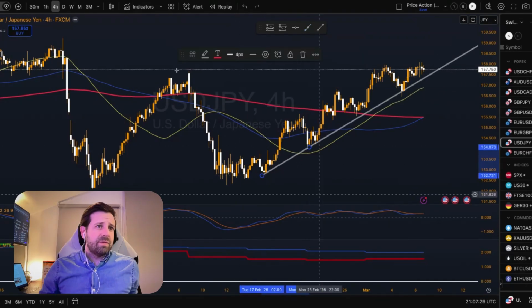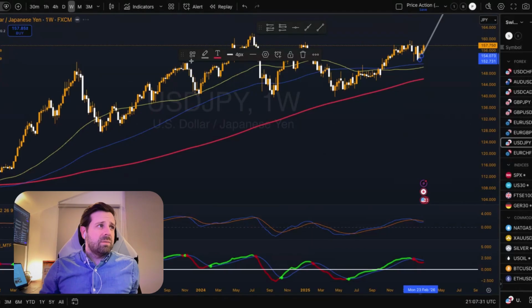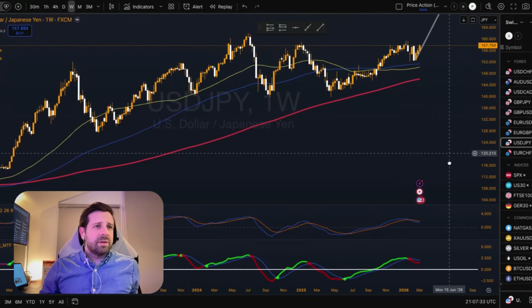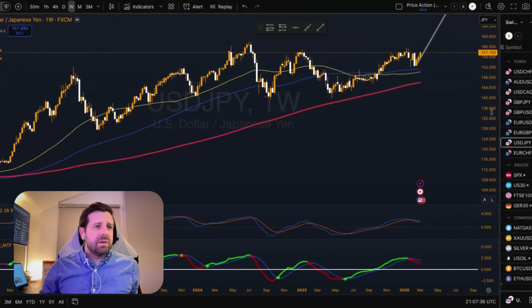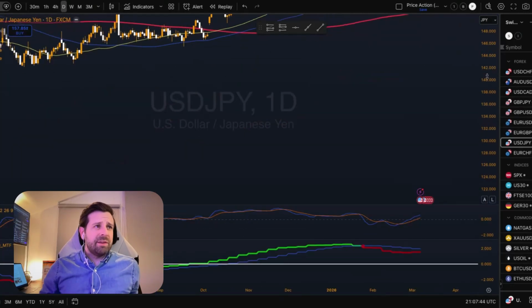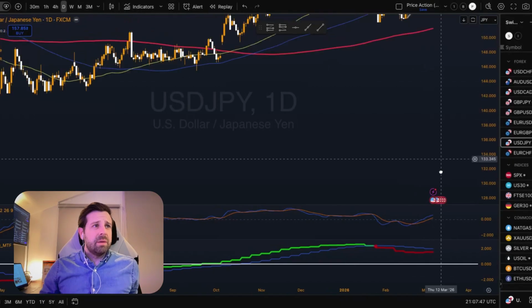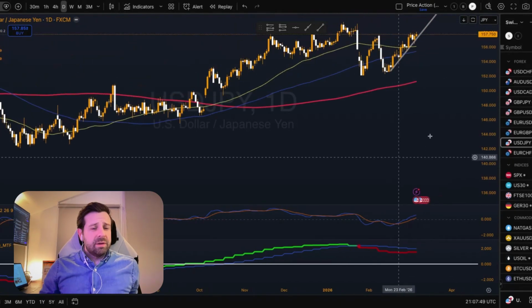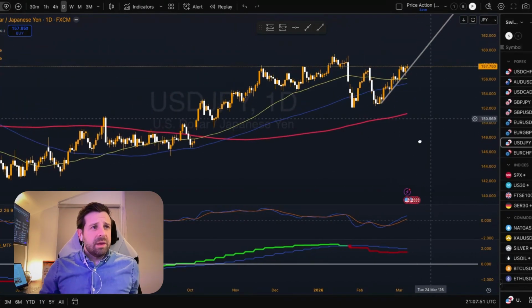Let's just move this up here. Let's have a look at the weekly chart. Yeah, so I should be looking at shorts, but it definitely looks more like I should be looking for longs. Potentially, this would be a good hedge for my current account because I'm short US dollar on 3.